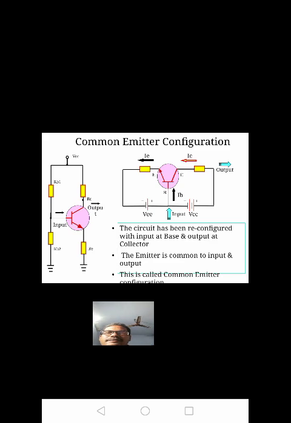Common emitter configuration. Here the input is given from the base side, the output from the collector side, and the emitter is common. This circuit has been reconfigured with input at the base and output at the collector. The emitter is common to input and output. This is called common emitter configuration. The circuit diagram here we are observing: VEE is common, input is given from the base side, output is taken from the collector side.